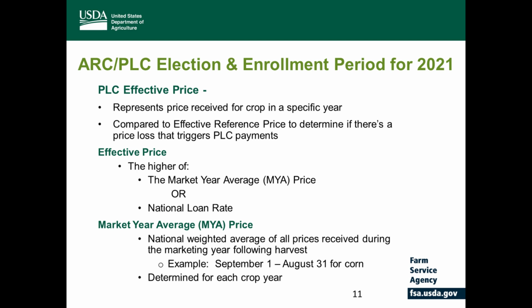PLC effective price represents the price received for a crop in a specific year. It's compared to the effective reference price to determine if there's a price loss that triggers a PLC payment. So our effective price, again, is the higher of our market year average price or the national loan rate. And the market year average price comes from a national weighted average of all prices received during the marketing year following harvest. And I've been told that that weighted average comes from over 3,000 warehouses across the nation.